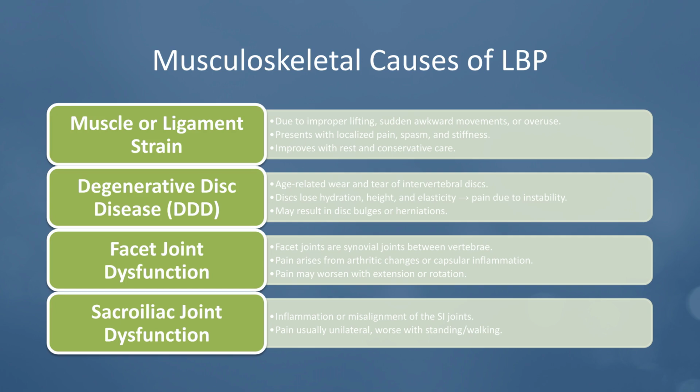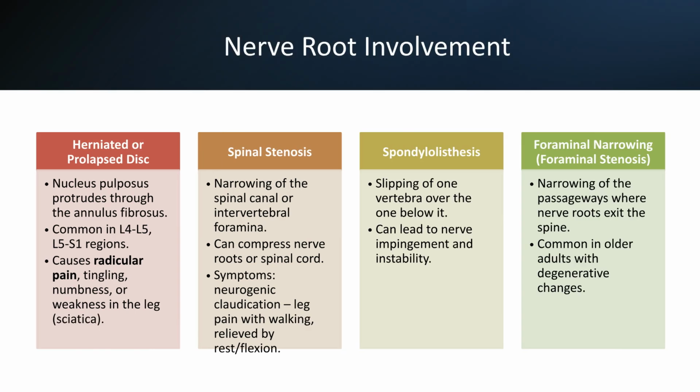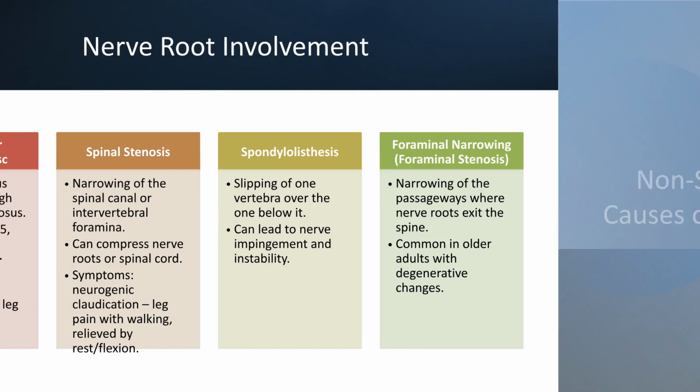Musculoskeletal causes of LBP include muscle or ligament strain, degenerative disc disease, facet joint dysfunction, and sacroiliac joint dysfunction. These range from acute injuries improving with rest to chronic issues due to wear and tear or joint inflammation. Nerve root involvement causes include a herniated disc, spinal stenosis, spondylolisthesis, and foraminal narrowing. Symptoms often involve radicular pain, numbness, or weakness, with spinal stenosis causing neurogenic claudication relieved by rest or flexion.